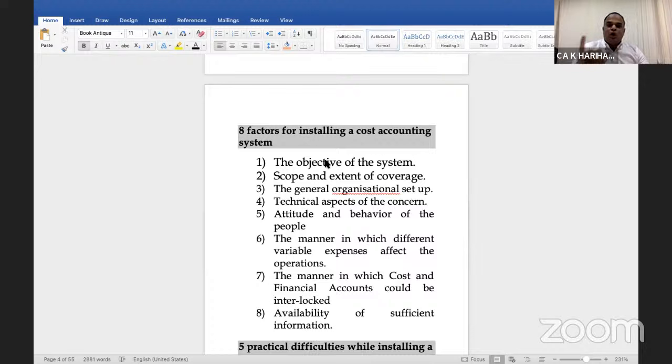Now, what are all the factors you have to consider with respect to installing cost accounting system? First one is what? Object of the system. Why we need a cost accounting? The object should be clear. Scope and extent of coverage. General organization setup. Technical aspects of the concern. Attitude and behavior of the people. Manner in which different variable expenses affect the operation. The manner in which cost and financial accounts could be interlocked. Availability of sufficient information. These are all the 8 points you're supposed to write.